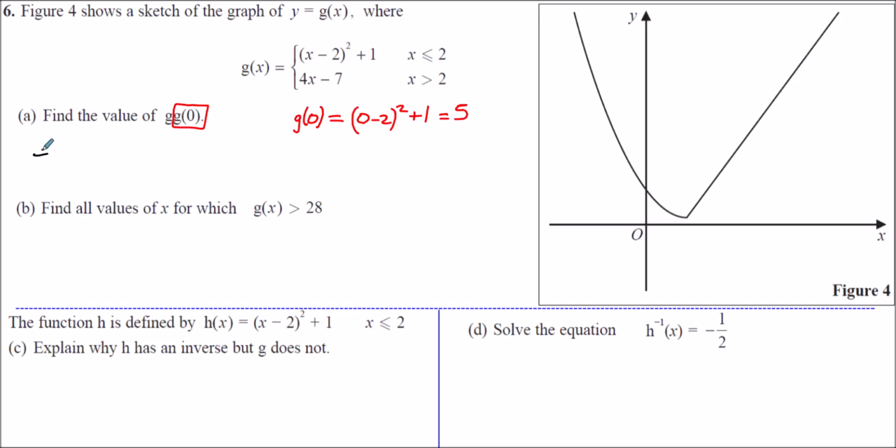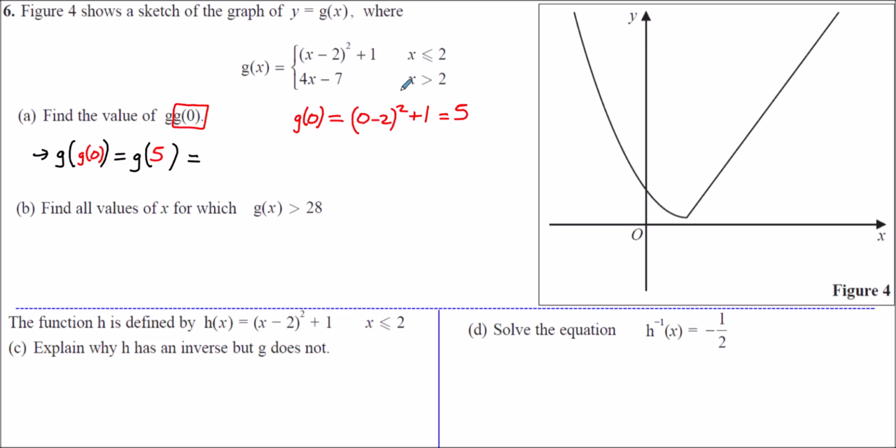So the next step, g of 0, which we just worked out, is the same as saying I need to work out what g of 5 is, because g of 0 is 5. So now we just plug in 5 into this expression.